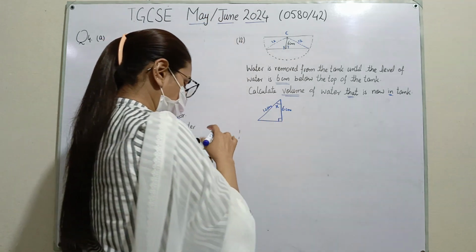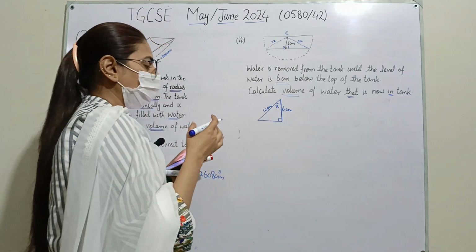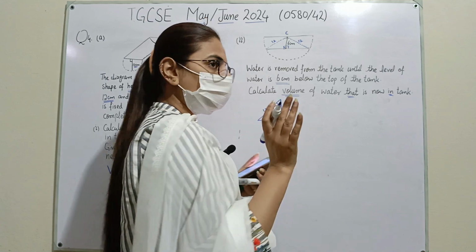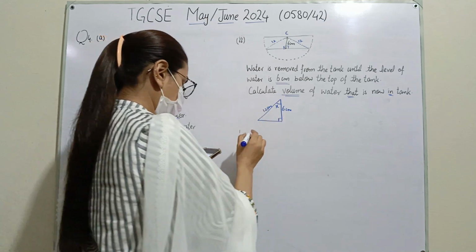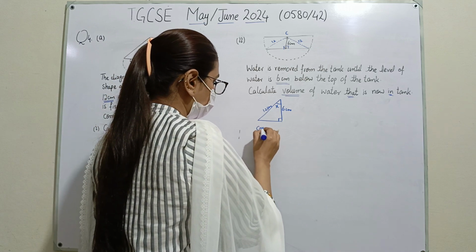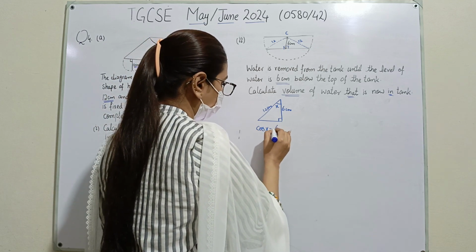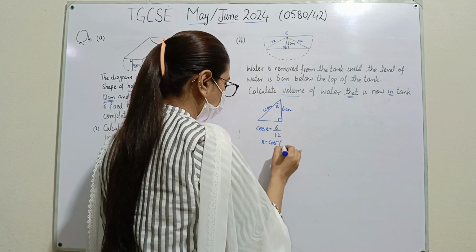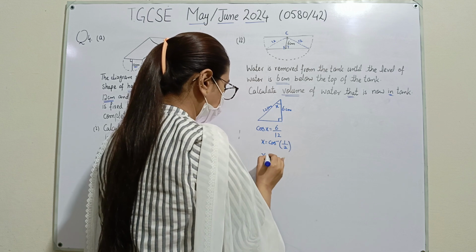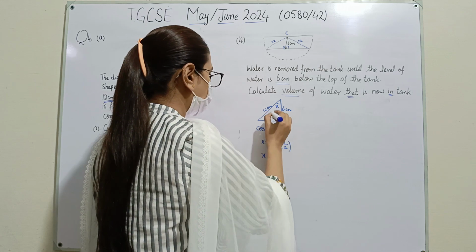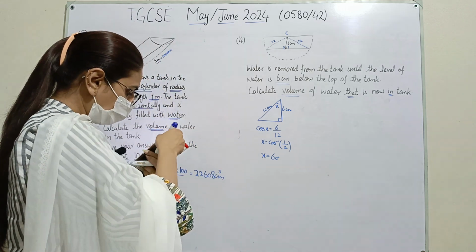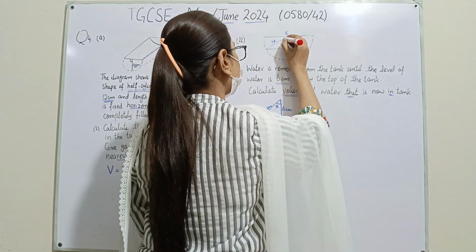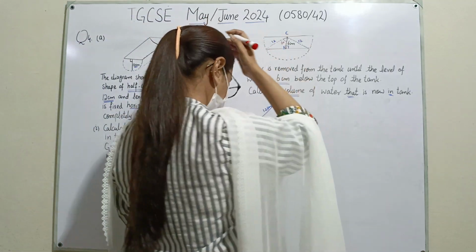You can apply the Pythagoras theorem, or actually you have to apply ratios because you have to find out this angle. So you will use the formula where cos of x will be 1 by 2, so x is equal to cos inverse 1 by 2, so x will be 60 degrees. It means this angle is of 60 degrees. I'll prefer to mention over here, this is 60 degrees.